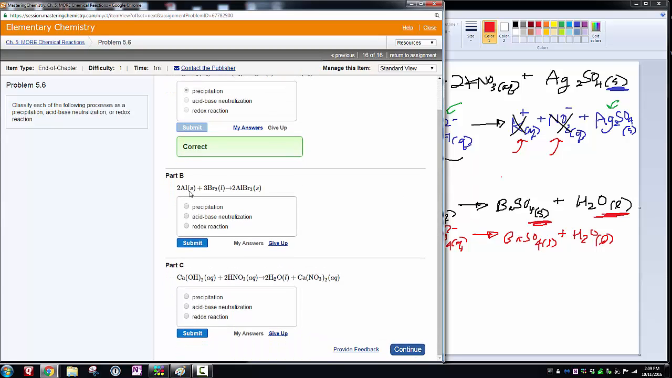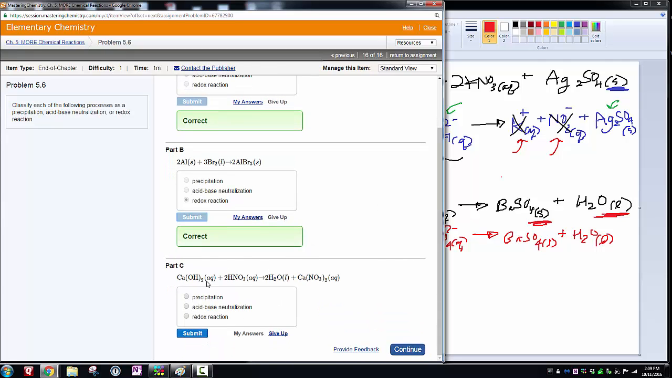In this case, solid, liquid, solid. That doesn't really scream of acid, base, or precipitation. This is a synthesis or combination reaction. So could be redox. Let's look carefully. We have elemental aluminum, oxidation number of 0, elemental bromine, oxidation number of 0. Now I have an ionic compound, aluminum bromide, their charges +3 and -1. Absolutely, oxidation numbers changed, so that's a redox.